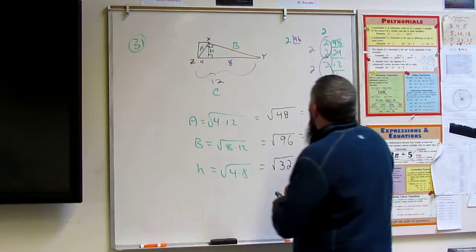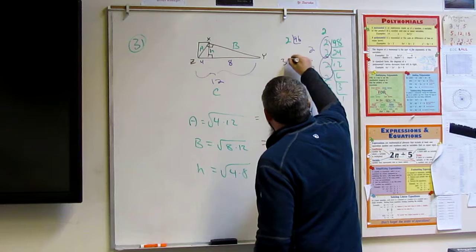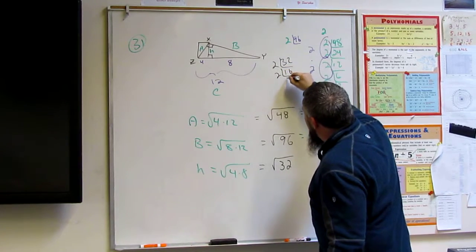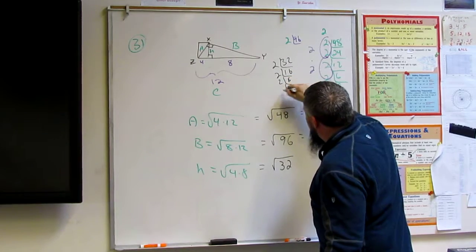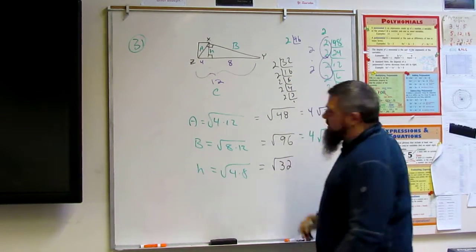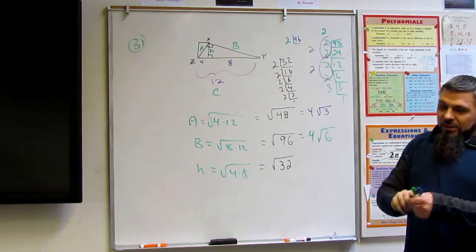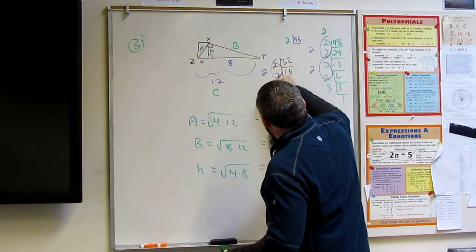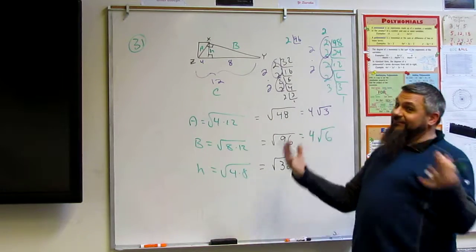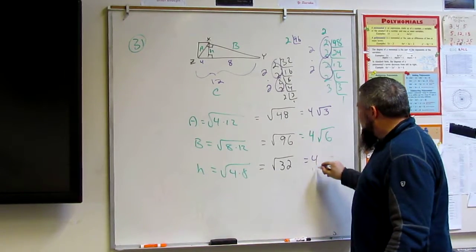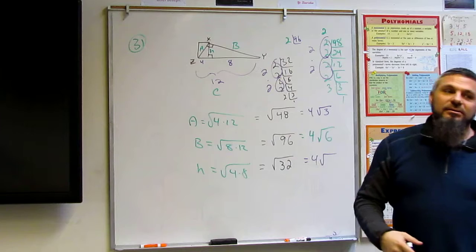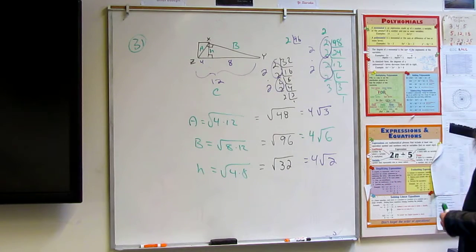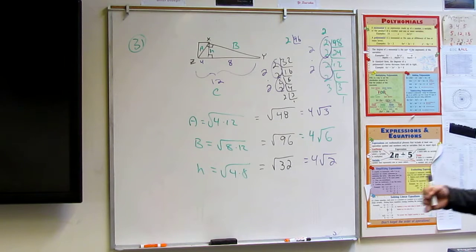And then, if we want to break down 32, we go 2, 16, 2 is 8, and 2 is 4, and 2 is 2, and 2 is 1. Then you take out your pairs. 1 pair, 2 pair. That'd be 2 times 2, which is? 4. Nice. With the square root of? 2. Okay? Which one of these is the one we're looking for?